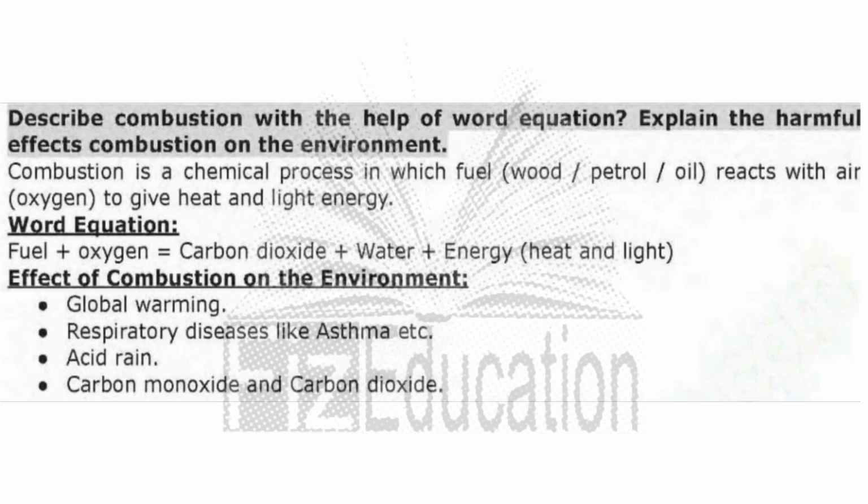Describe combustion with the help of word equation. Explain the harmful effects of combustion on the environment. Combustion is a chemical process in which fuel, wood, petrol, oil, reacts with air, oxygen, to give heat and light energy. Word equation: fuel plus oxygen gives carbon dioxide plus water plus energy, heat and light.